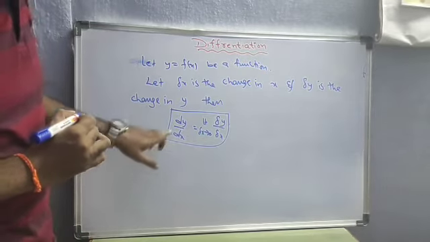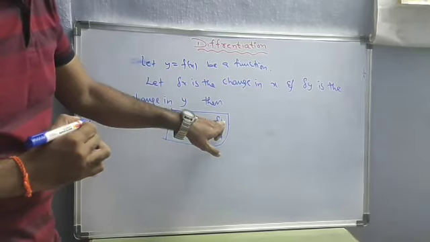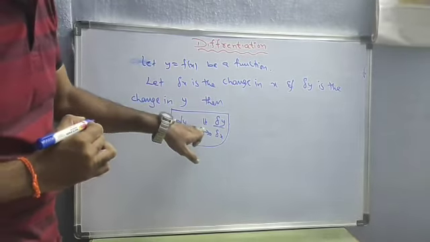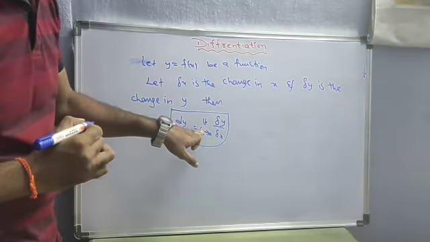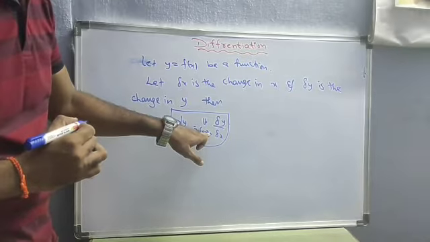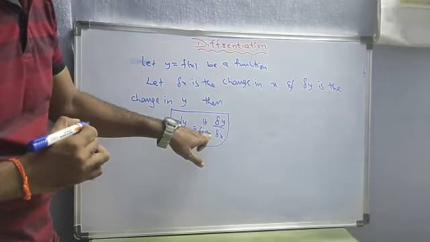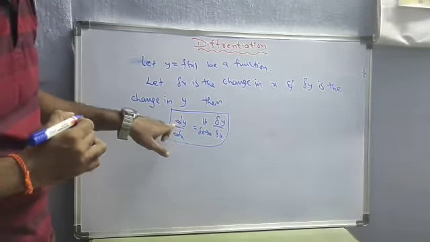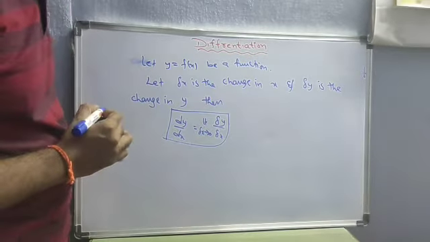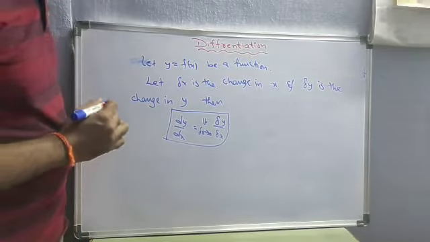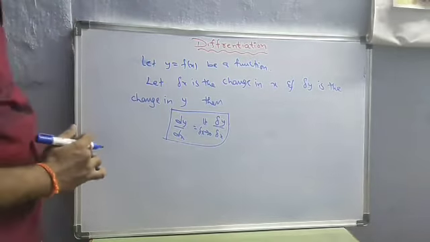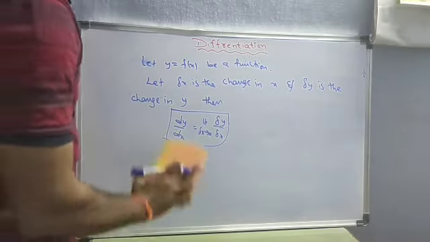Here delta y is the small change in y and delta x is the small change in x, but here we have to take the limit value of delta x, the change in x, tends to 0. This is also what we call dy by dx. We can take it as our standard formula also. Understand? So like that we can define this one.